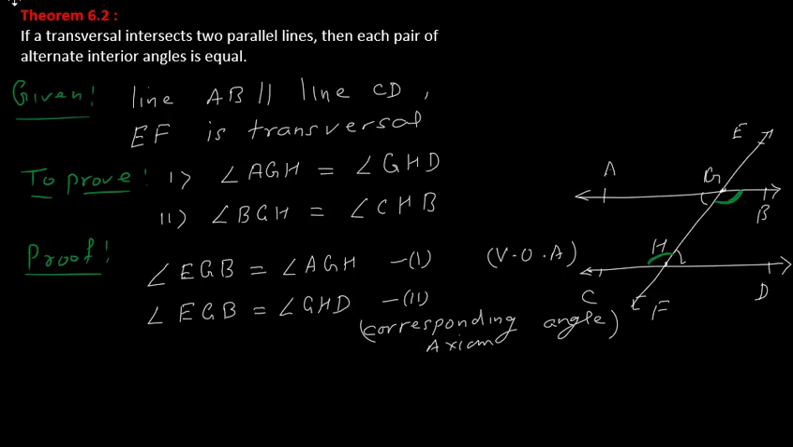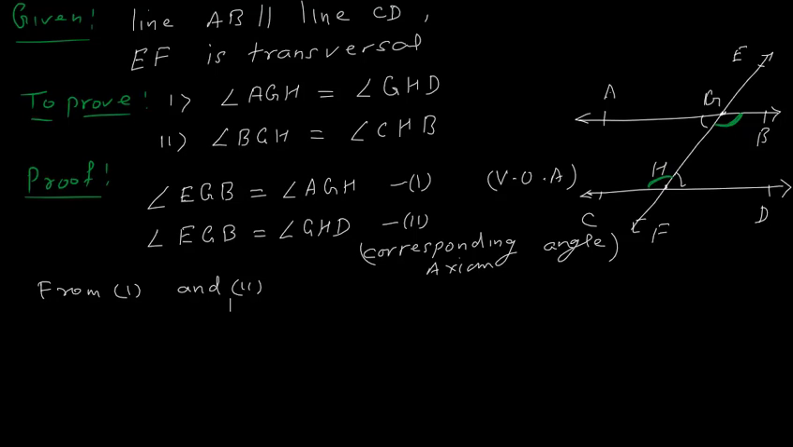Now from 1 and 2, if you compare 1 and 2, what you will get? When we compare 1 and 2, angle EGB is equal to this angle, and also EGB is equal to this angle. So from 1 and 2 I will say that angle AGH is equal to angle GHD. Okay, now what you have to prove? Angle AGH is equal to GHD, so we have proved.